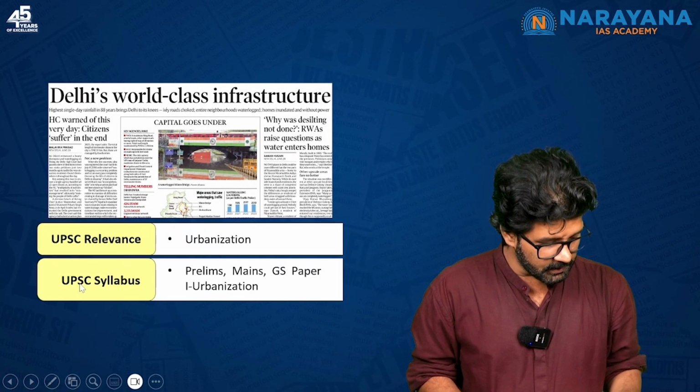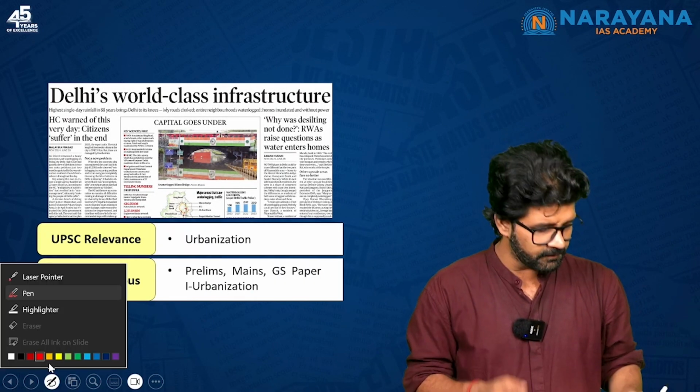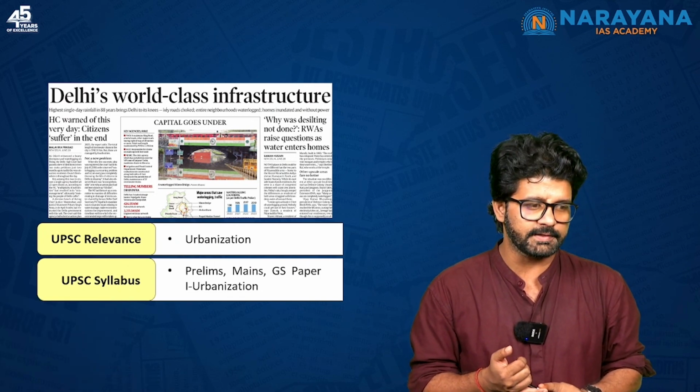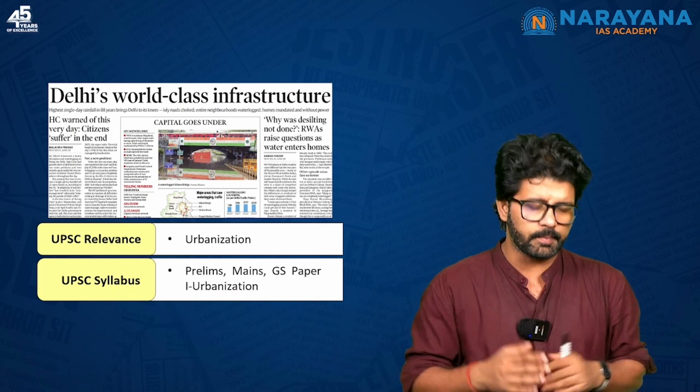If we talk about the second article of the day, although there is a lot of factual information here, you have to understand it from the point of view of haphazard urbanization and GS1 urbanization, right?